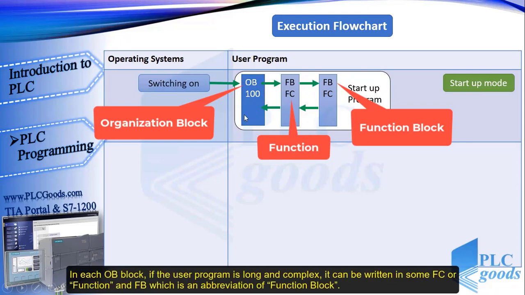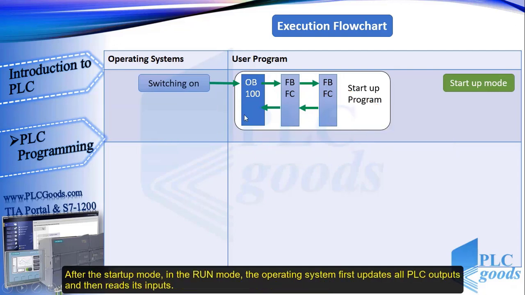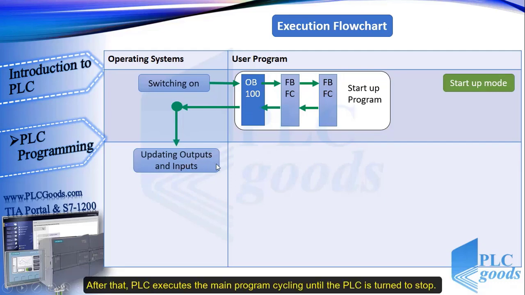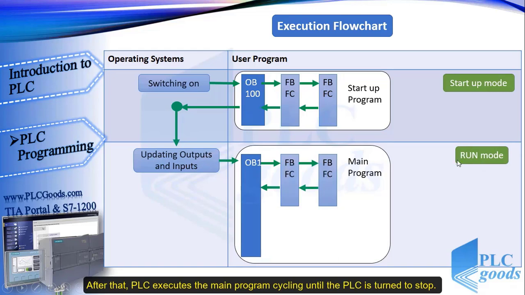In each OB block, if the user program is long and complex, it can be written in some FC, or function, and FB, which is an abbreviation of function block. After the startup mode, in the run mode, the operating system first updates all PLC outputs and then reads its inputs. After that, the PLC executes the main program, cycling until the PLC is turned to stop.